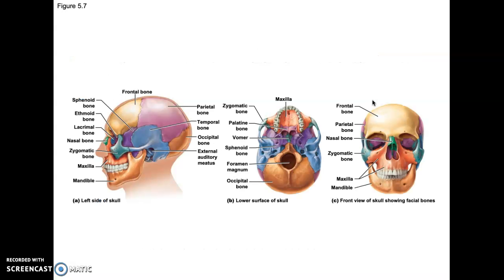Figure 5.7 is another diagram that breaks down all of those cranial and facial bones that we have found inside of the skull. Here we can see the major bones of the cranium. They're going to be roughly flat bones, fused together. And then up here in the front, we have those facial bones.